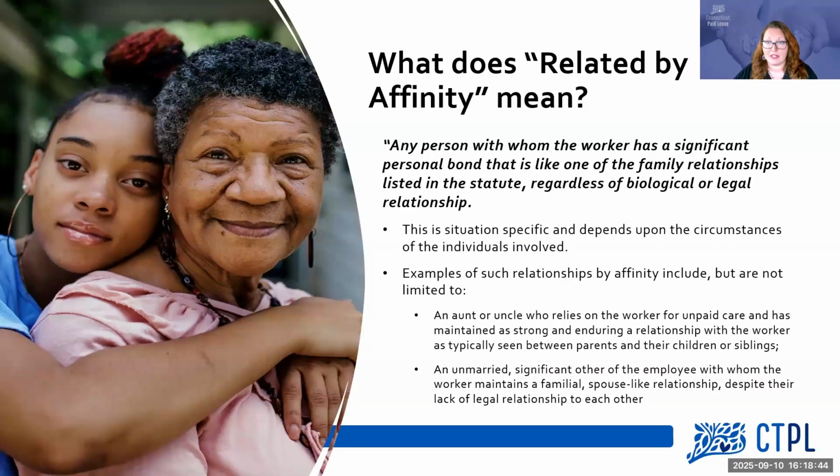So what does related by affinity mean? It's pretty much any person with whom you have a familial-like bond that's very significant, like a family member. It benefits, regardless of biological or legal relationship. So this is obviously situation specific and depends on the circumstances. But a couple examples would be like an aunt or uncle who relies on the worker for unpaid care and has maintained a relationship with the worker as typically seen between parents and their children, or an unmarried significant other of the employee with whom the worker maintains a familial spouse-like relationship, regardless of their lack of legal relationship to each other.